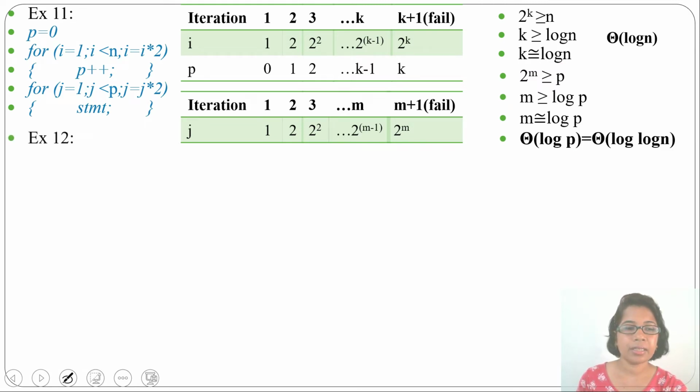Let's discuss another example, example 12. For i equals 1, i less than or equal to n, i plus plus. For j equals 1, j less than or equal to n, j plus plus, and some statement is given.